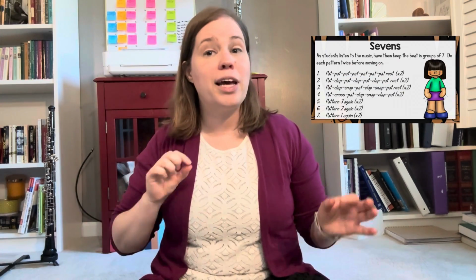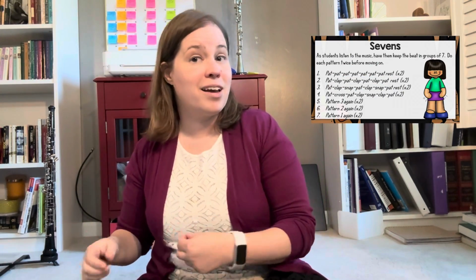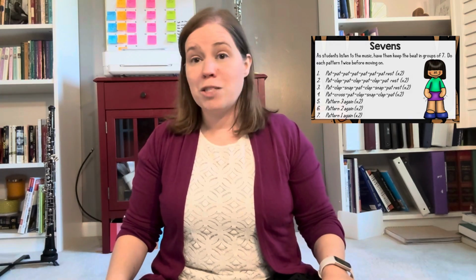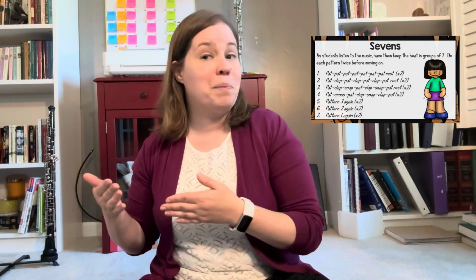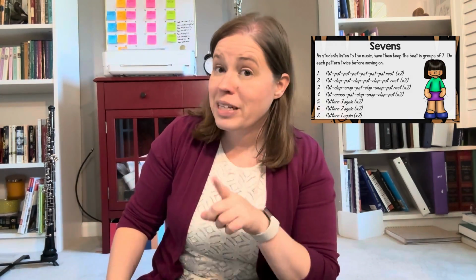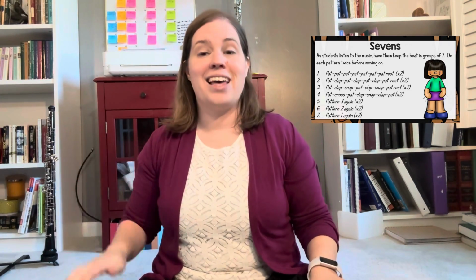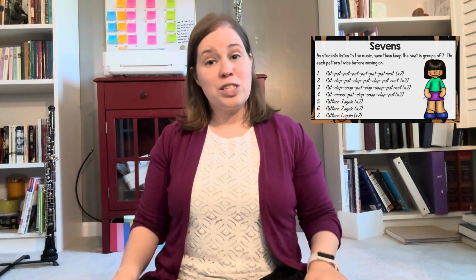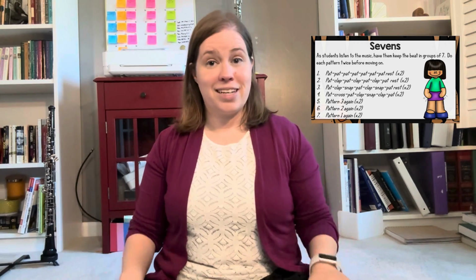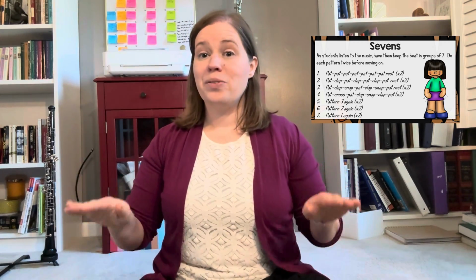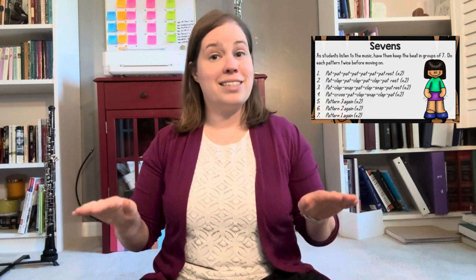Either way, in this game of sevens, there are 4 different levels, and you do each one twice before you move on. So level 1 is just patting 7 times and then resting on beat 8, which really helps prepare the half note because they'll feel that long note at the end. But it looks like this: 1, 2, 3, 4, 5, 6, 7. 1, 2, 3, 4, 5, 6, 7.